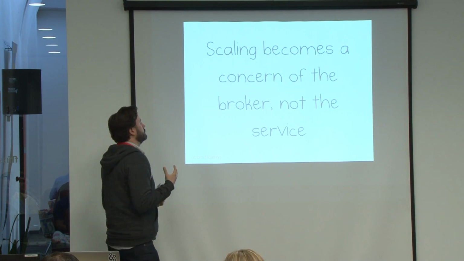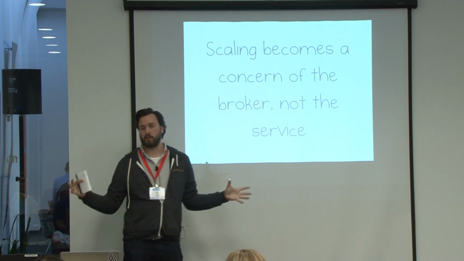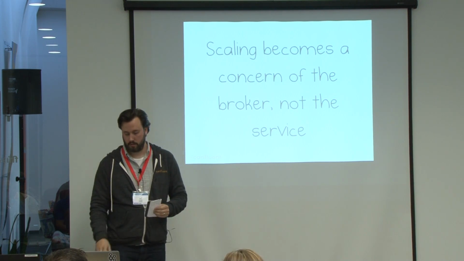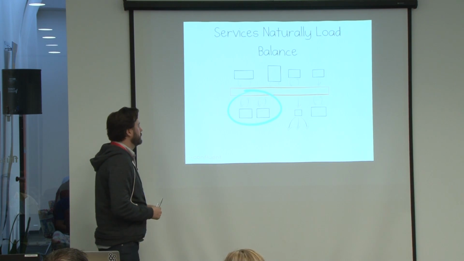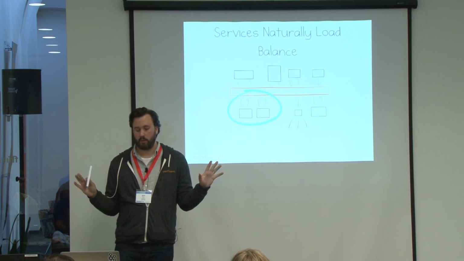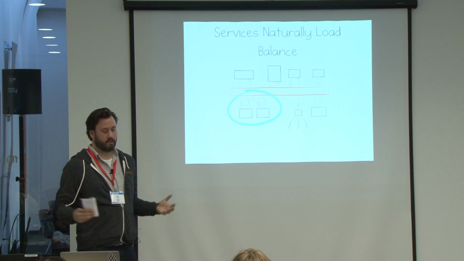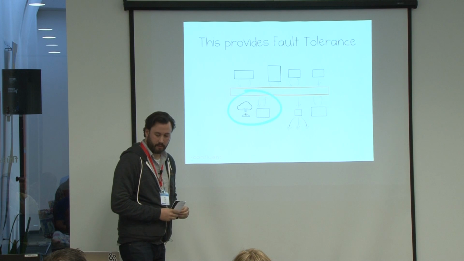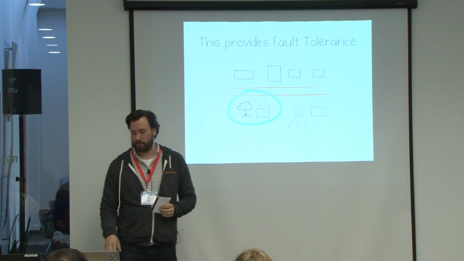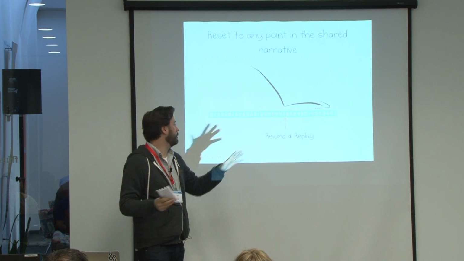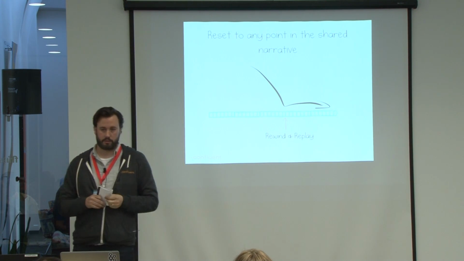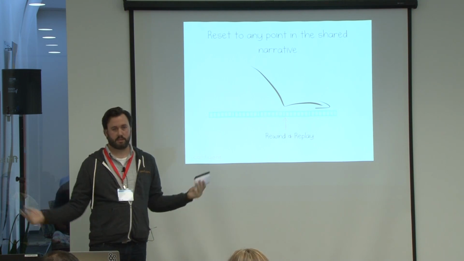So in this model, scaling becomes a concern of the centralized set of brokers. The more brokers you have, the more aggregate bandwidth you have, the more messages you can handle, and the more consumers you can service. Services naturally load balance. If you have multiple consumers organized into a group, they will each receive a share of the data because the data is partitioned. It's also fault tolerant, so a failure of any consumer in a group lets the other take over where it left off. You can replay the log, go back to any point in the shared narrative and play forward. This is great for testing out new models or restoring old systems or keeping things in sync.